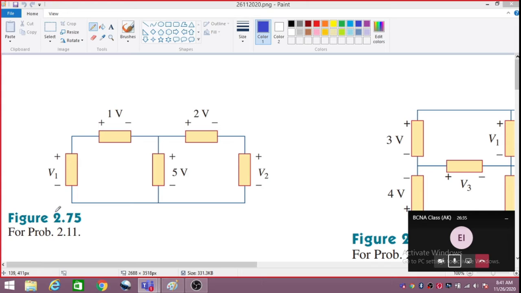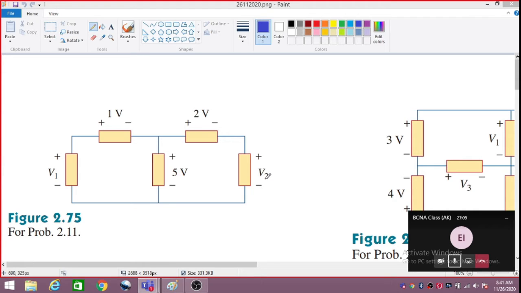So these are the problems. Some of the problems I have taken from the book Fundamentals of Electric Circuits by Alexander and Sadiku. This is available online also, so you can download it and see these problems also. Basically, in problem number 2.11, what we need to find out is V1 and V2.